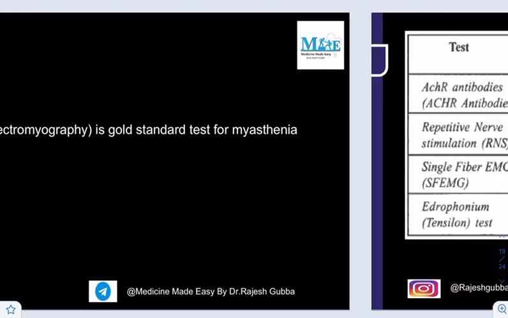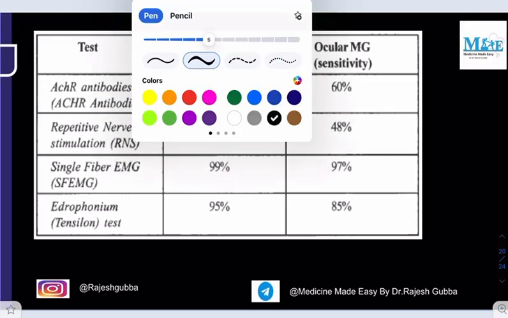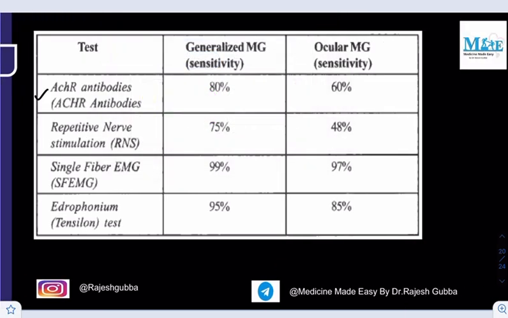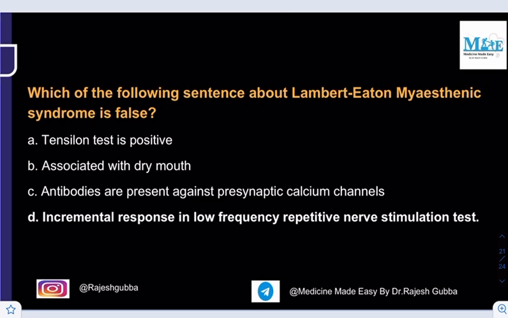So if you see this table here, we do acetylcholine receptor antibody, repetitive nerve stimulation, single fiber electromyography, and the edrophonium or Tensilon test. But among all these, the sensitivity is highest for single fiber electromyography. So the answer is single fiber electromyography.